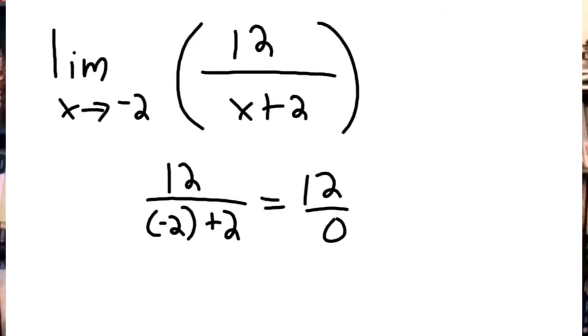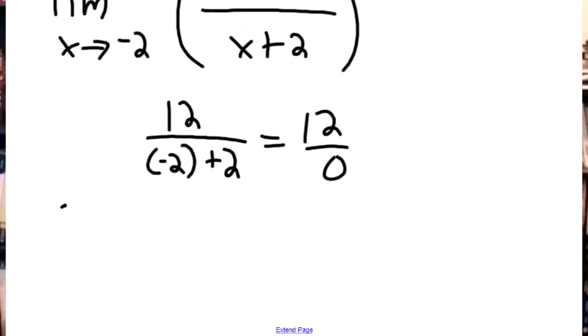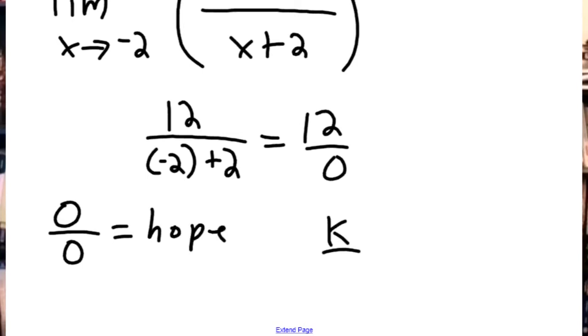But this is undefined in a different manner. So remember, when we get 0 over 0 for our undefined, we have hope. But when we get k over 0, where k is a non-zero constant, we have no chance. Meaning it's going to be DNE. We have no chance of finding the limit.